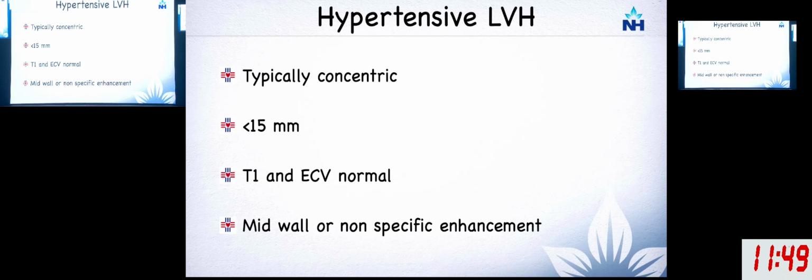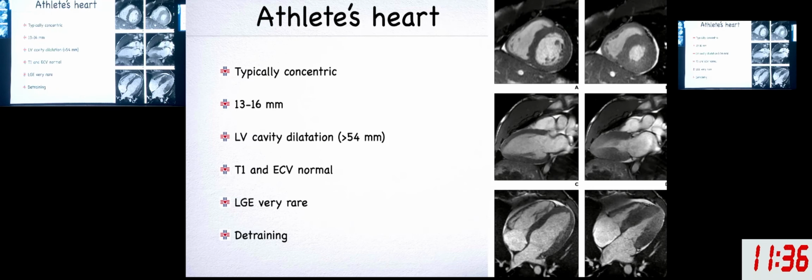T1 and ECV are essentially normal in these patients, but some of these cases can have mid-wall enhancement in there, which is very, very non-specific. So if you see this, there's one corollary that you can take, which is an athlete's heart. If you see that, in India, we are very blessed. We are not yet scanning a lot of professional athletes, but this is something of a big private practice in UK and US, where you have to clear them off before they start doing any sports, because they will have LV hypertrophy. One thing to look for, which is very, very important, is LV cavity dilatation.